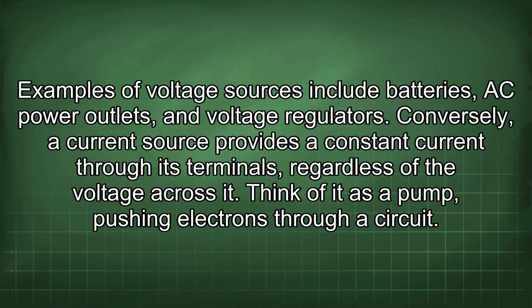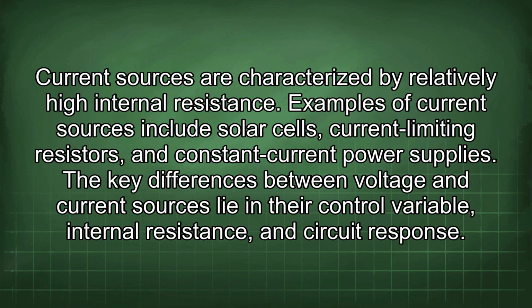Conversely, a current source provides a constant current through its terminals, regardless of the voltage across it. Think of it as a pump pushing electrons through a circuit. Current sources are characterized by relatively high internal resistance. Examples of current sources include solar cells, current-limiting resistors, and constant current power supplies.